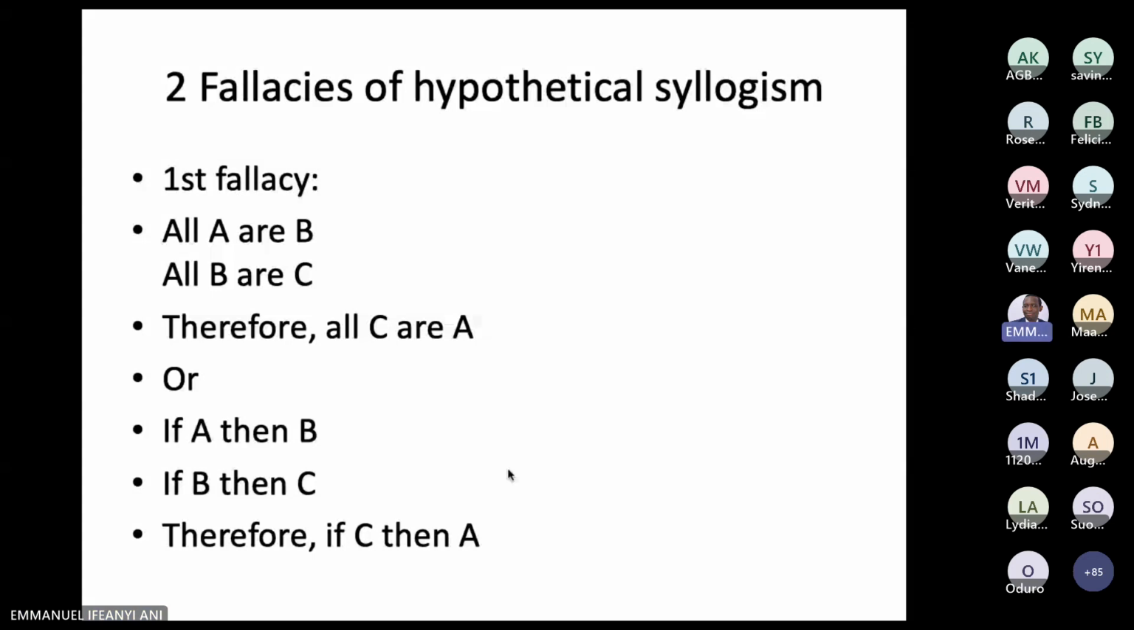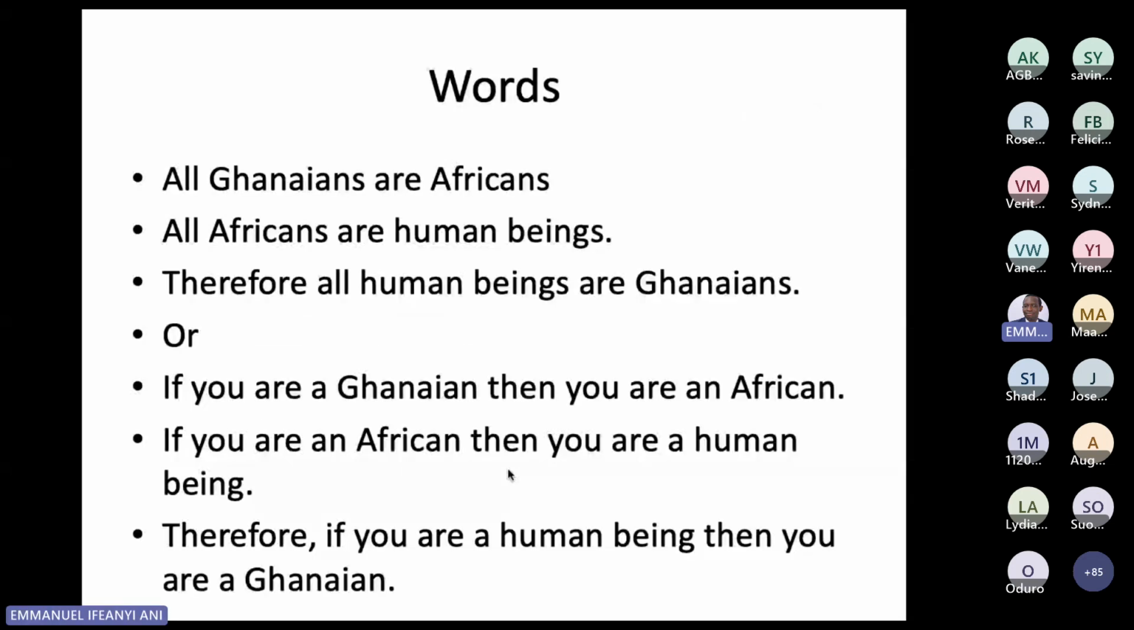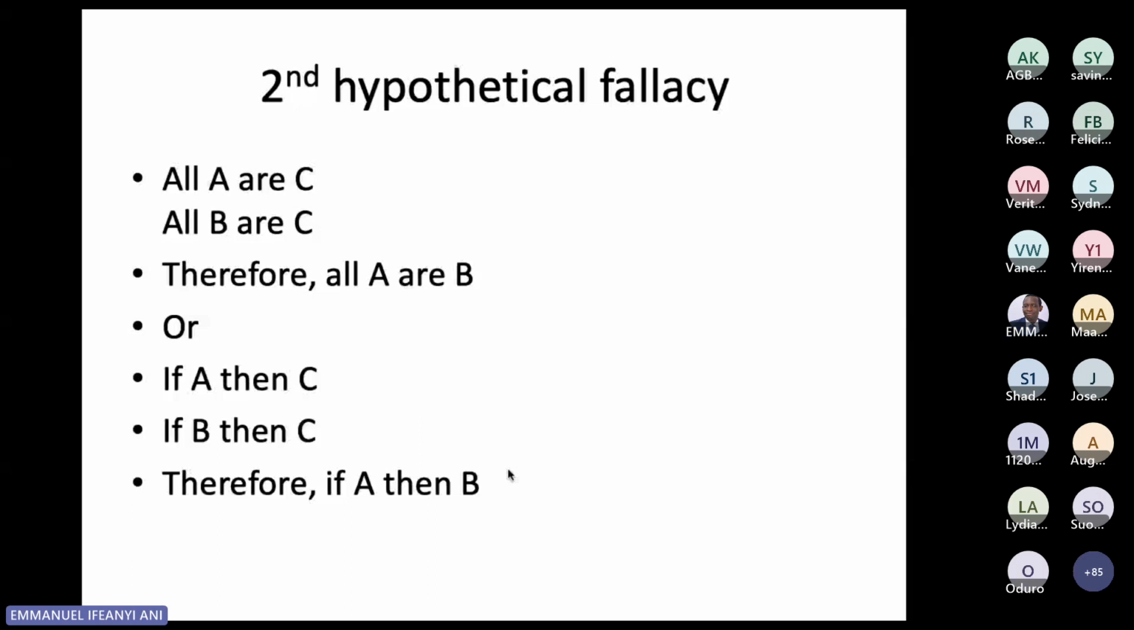Now let's look at the second hypothetical fallacy. All A are C, all B are C, therefore all A are B. So this one just messes up the whole terms completely. This argument is telling you to believe that A and B are the same because each of them is equal to C, but it is not necessarily true.